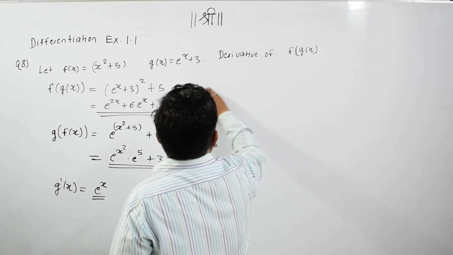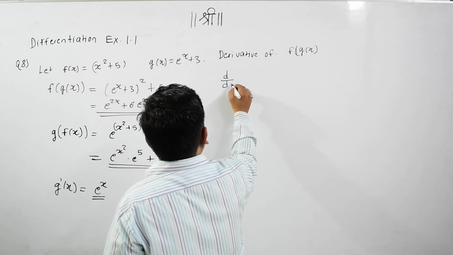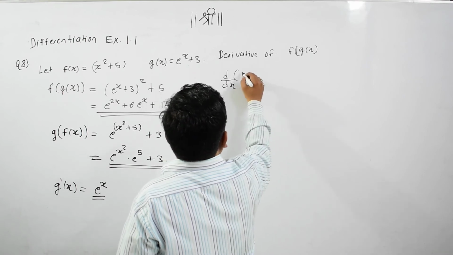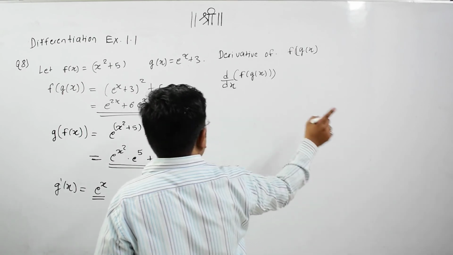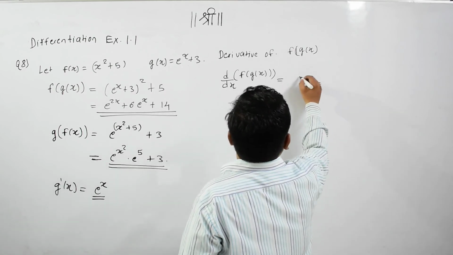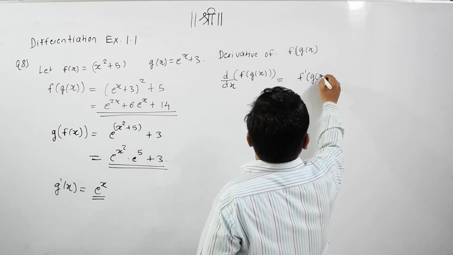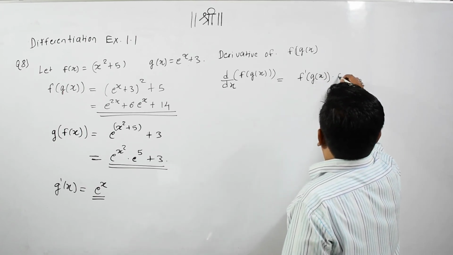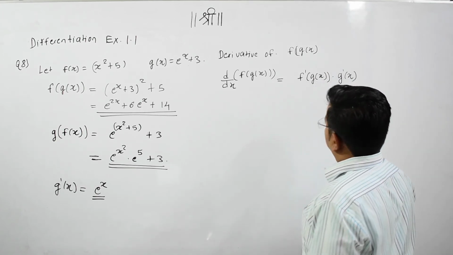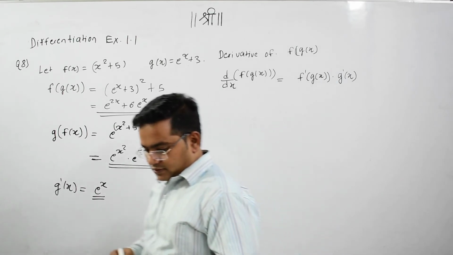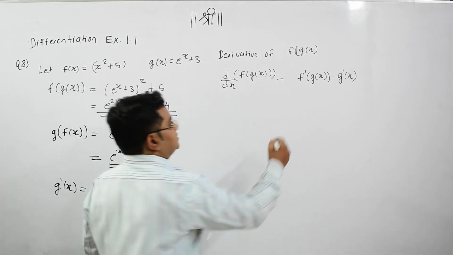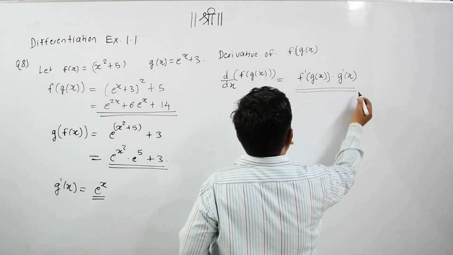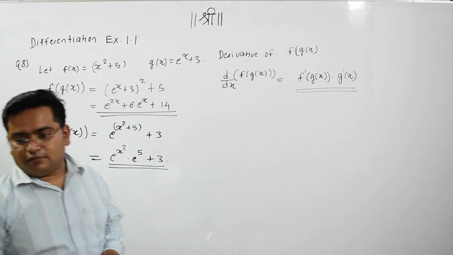Okay, so instead of that I would like to differentiate d upon dx of f of g of x. Okay, done. Then it is equal to what? f dash of g of x dot g dash of x. Hope you got it. Yes, you got it. That's what we need to find out. This was your fill in the blanks. So you just need to put this value within that blank where they have asked us.